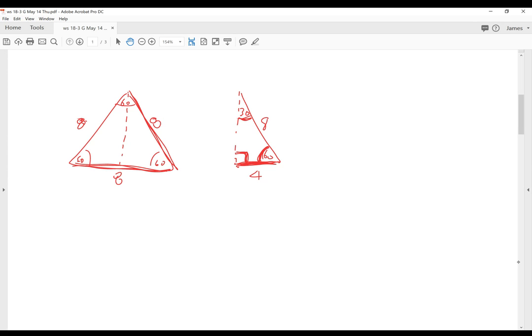Okay, so now what happens with this height, the dotted line? Well, you're going to be using the Pythagorean theorem, a squared plus b squared equals c squared, and you're going to find out what it is. I don't want to tell you now. So that's the pattern for today.